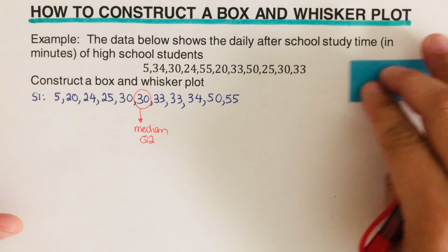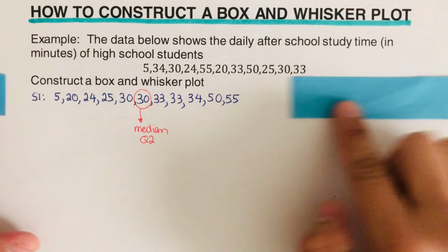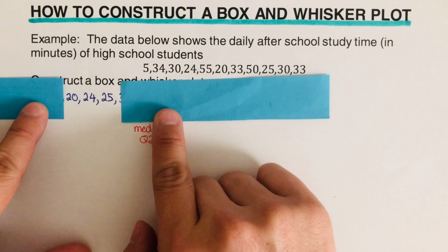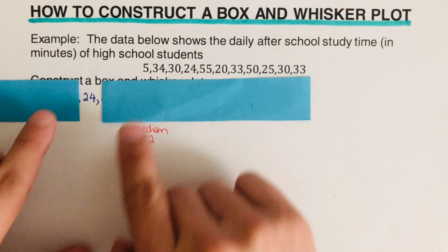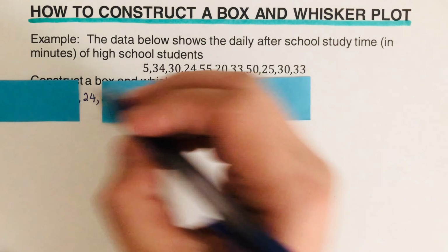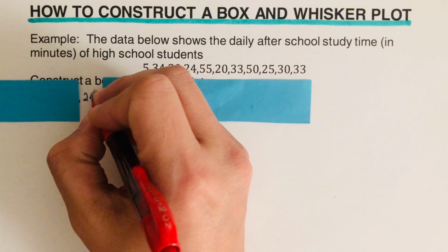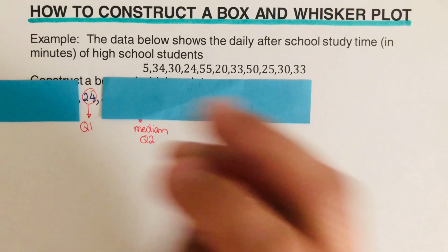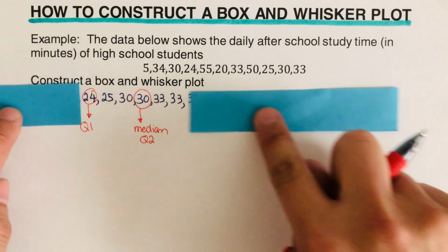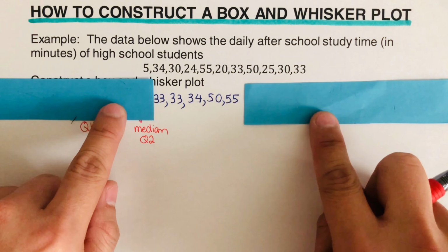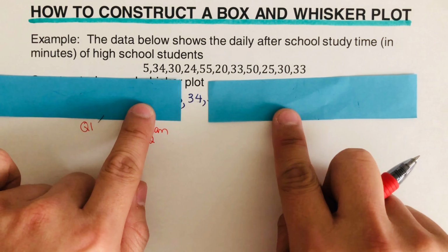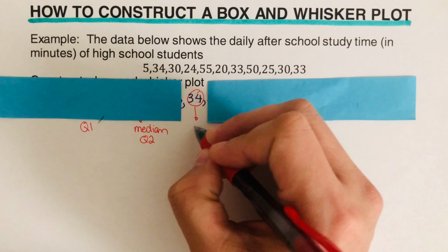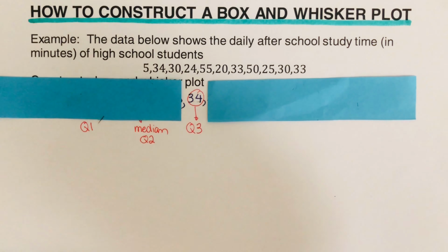So let's determine the Q1. From the lower half, I'm going to cover each of both ends, cover and cover until we can get the middle. This is our Q1. So I'm just going to label this as the Q1, or the first quartile. Now we get the third quartile from the upper half. So cover both ends, cover both ends. So 34 is our third quartile, or this is our Q3.